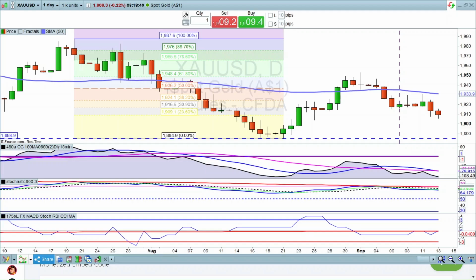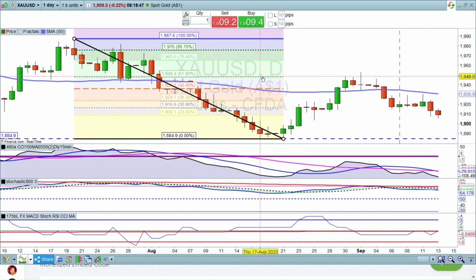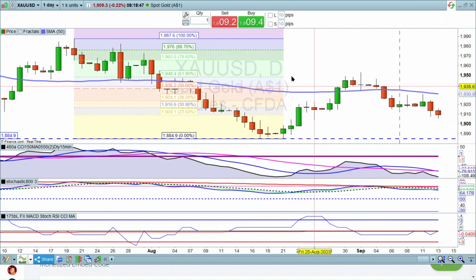It's September 14, 2023. This is the spot gold price update. First off, on the daily, you can see here we've retraced back after it hit this 61% level on this Fibonacci range, and it's now pulling back and approaching this support at 1884.